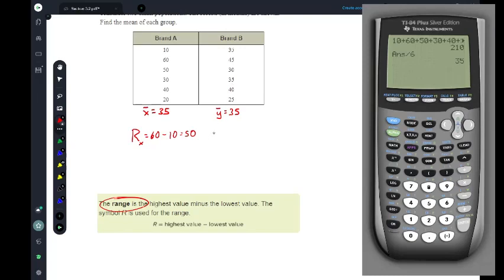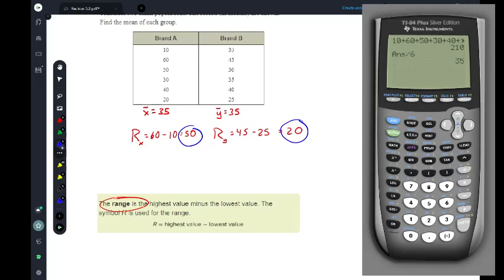What about brand B? We'll call this R sub y, the range of my y variable, which is brand B. My largest value here is 45 minus my smallest value, which looks like it's that 25 right there, which equals 45 minus 25, 20. Now we begin to see the difference. Even though each brand lasted on average the same amount of time, the range of how long brand A lasted from each sample was much bigger than the range of brand B.